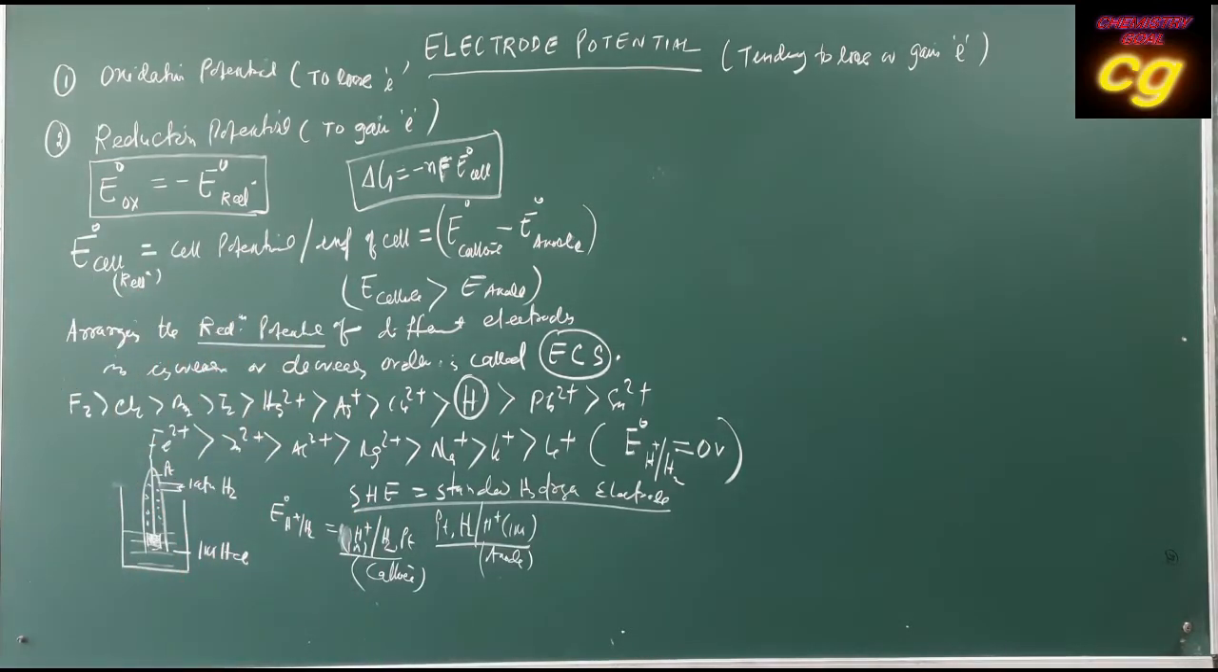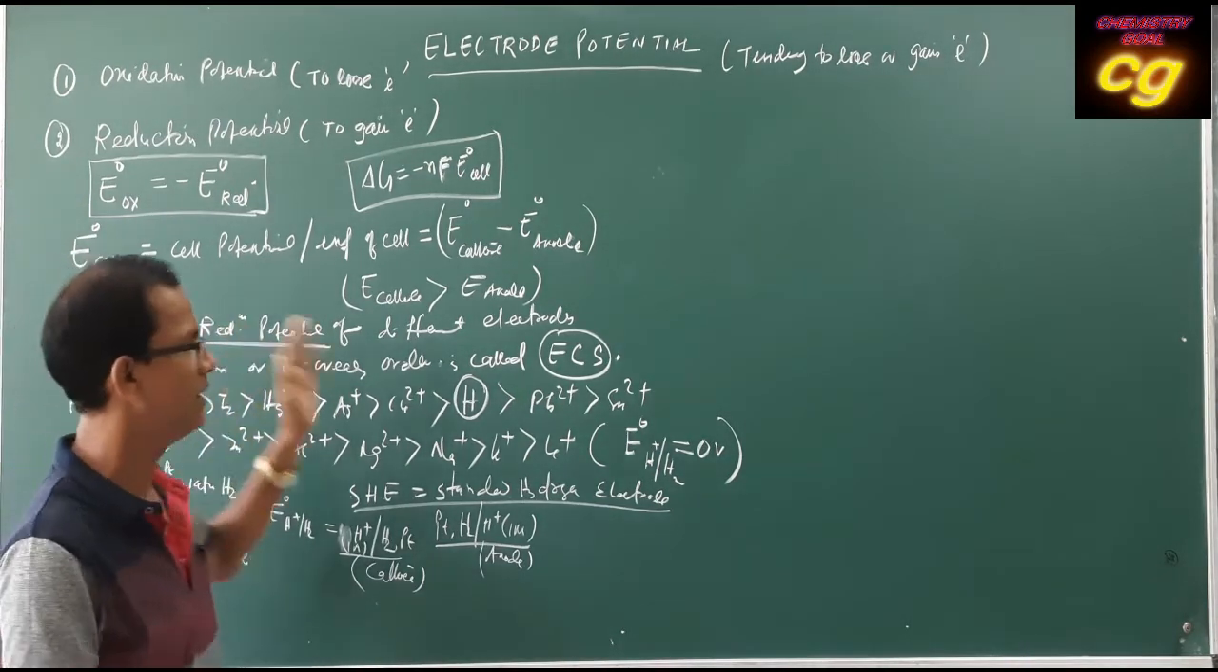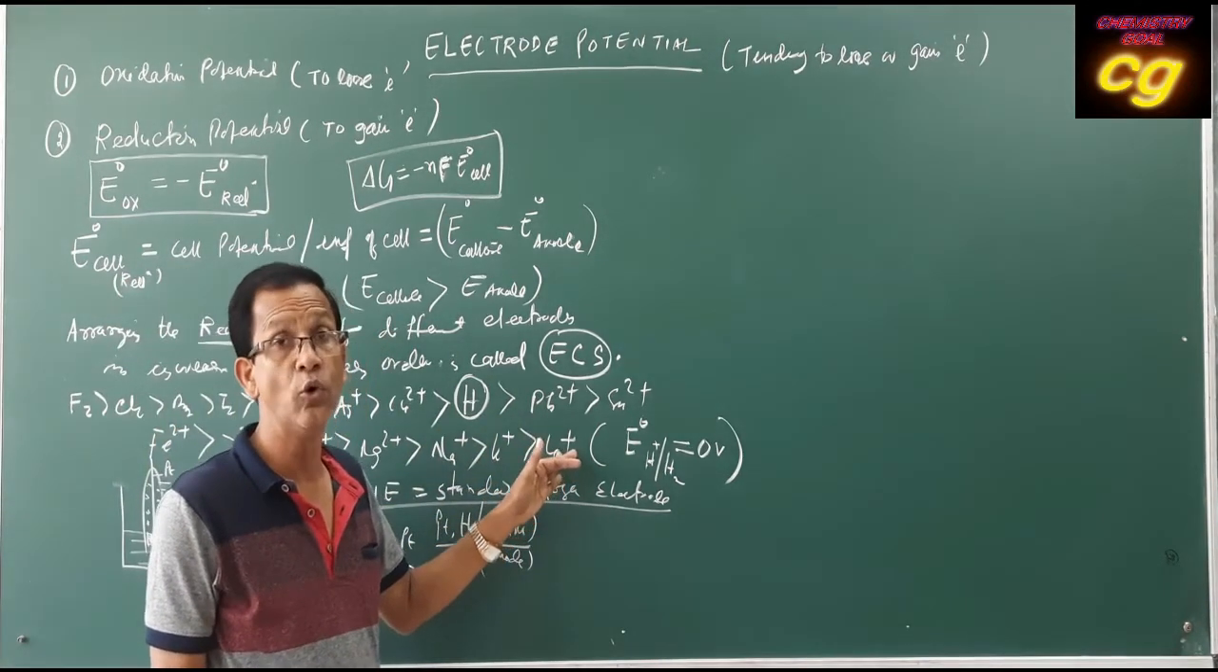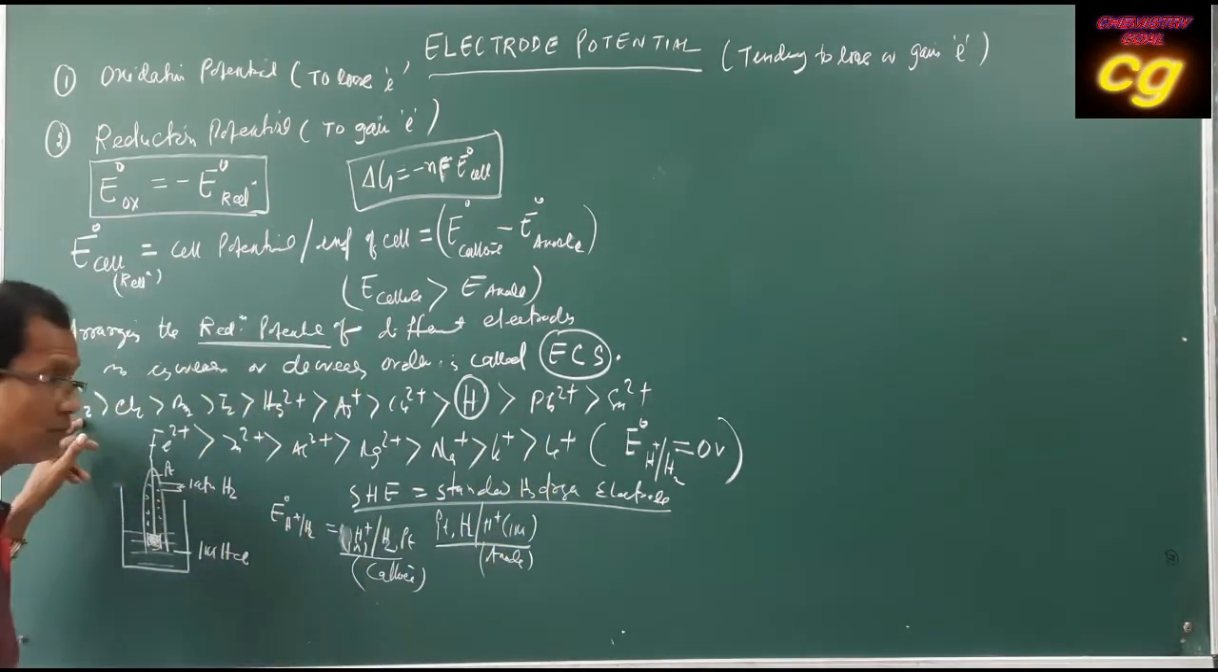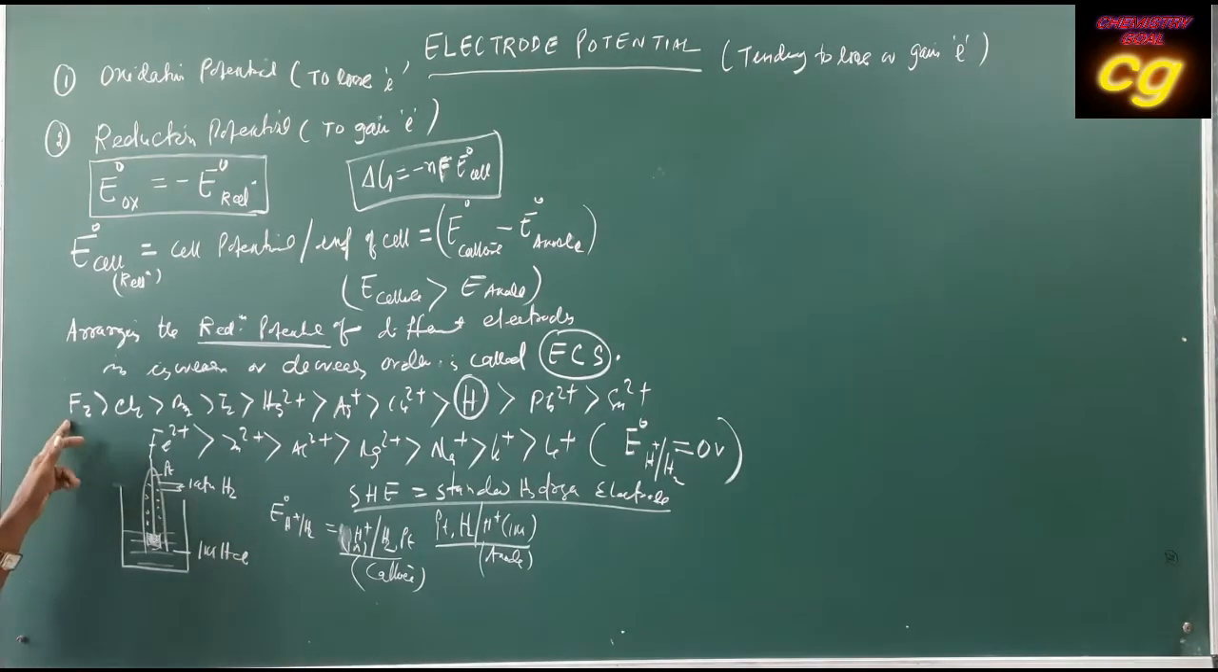So this is the electrochemical series. In which order is it written? In decreasing order of reduction potential, only reduction potential, from fluorine to lithium. Lithium has very low reduction potential, and fluorine has very high reduction potential. So this is called the electrochemical series. Then let us discuss the applications of the electrochemical series.